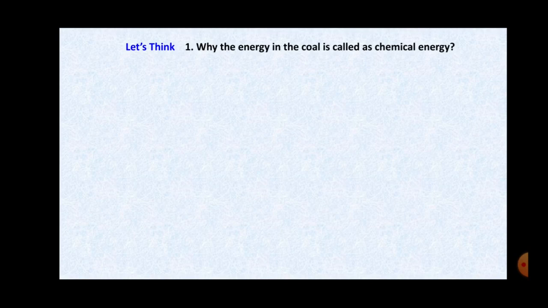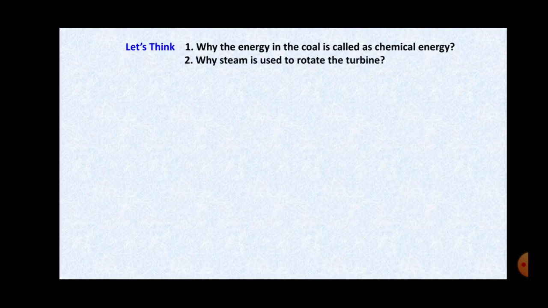Now again there are questions given in the textbook. The first question is why the energy in the coal is called chemical energy. Yes, why is it called chemical energy? Because in the coal the energy is present in the form of chemicals, right? The atoms and molecules which are present in the coal are bonded together with chemical bonds. This we had studied in the lower classes. So when the coal is burnt, this energy is released, and this energy in the coal is transformed into thermal energy. Okay.